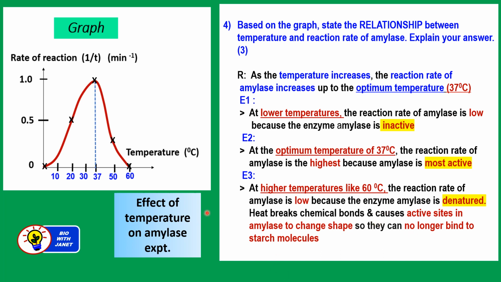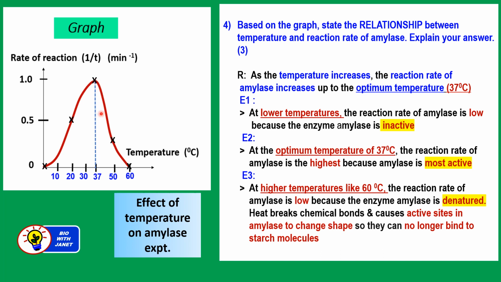Next, we have to explain our graph, explain your answer. You can explain the different parts: the low temperatures, then the optimum temperature, and then after that. At lower temperatures, the reaction rate of amylase is low because the enzyme amylase is not so active. But at the optimum temperature of 37 degrees Celsius, the reaction rate is the highest because amylase becomes the most active and there are the most collisions with the substrate molecules, which is the starch, leading to more reactions occurring.